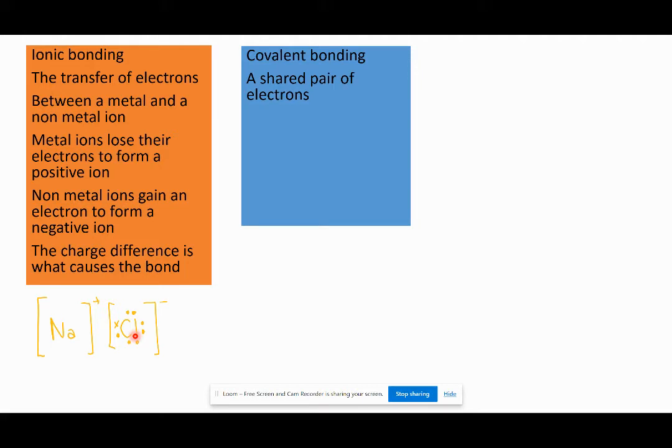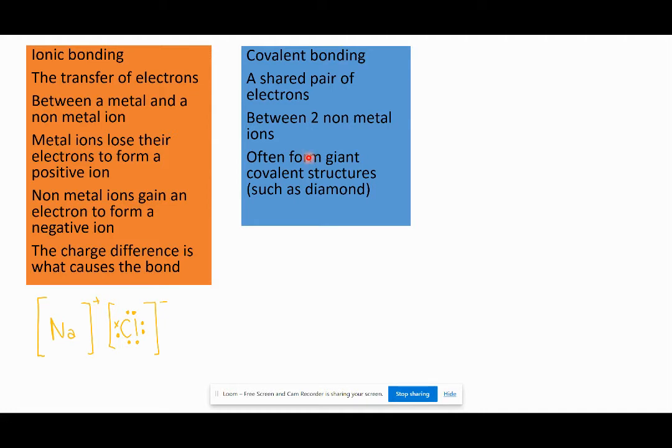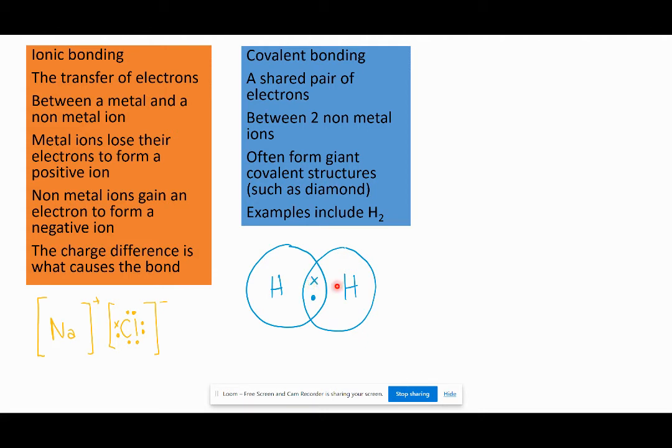So next up we have covalent bonding. So this is a shared pair of electrons. It's between 2 non-metal ions. It can form giant covalent structures, so things like diamond is a covalent structure. And you've got examples like shown here as hydrogen, H2.